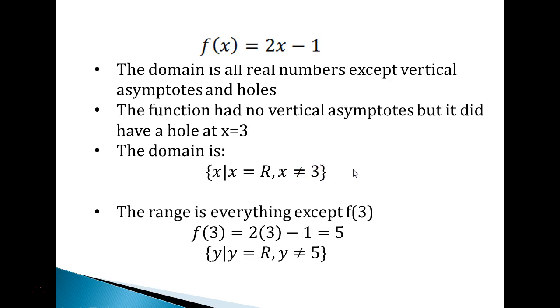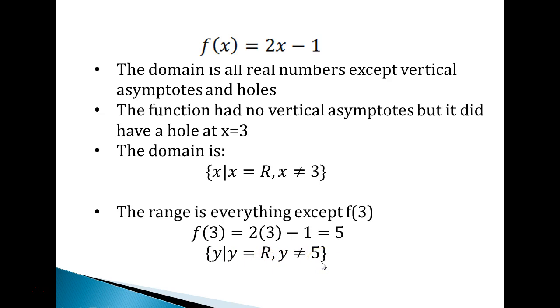Now, this is a special case scenario. We know there's a hole at 3, but we have to consider the impact of this on the range. If, in fact, x was equal to 3, our function would be equal to 5 if there was no hole. But there is a hole. That means that since x will never equal 3, y will never equal 5. So our range is y, such that y is equal to all real numbers except 5.